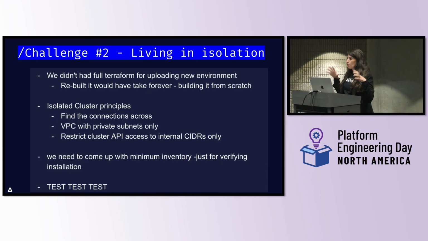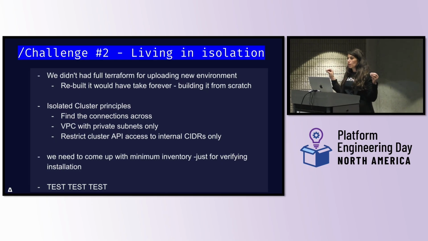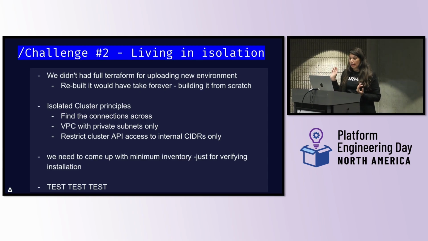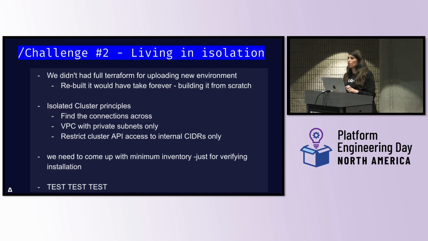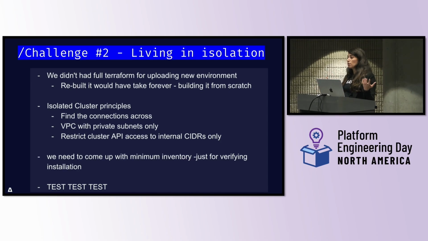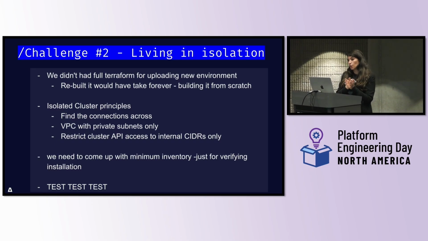And the principle of an isolated environment is we have to understand what the connections outside are. We need to have a private subnet, of course, and we need to restrict all the APIs across. So we needed to come up with a minimum inventory of this environment. Think of the SaaS environment that serves many customers and many tenants. In this case, it's specifically for one customer that is only one tenant.